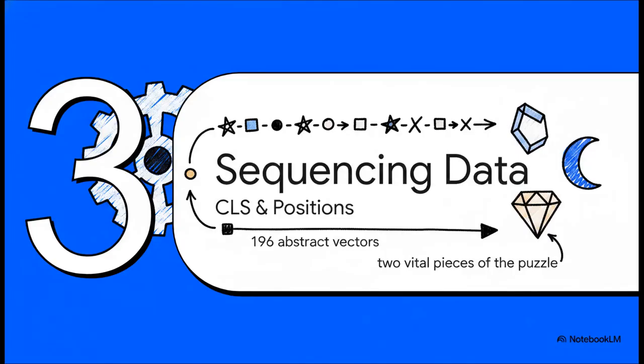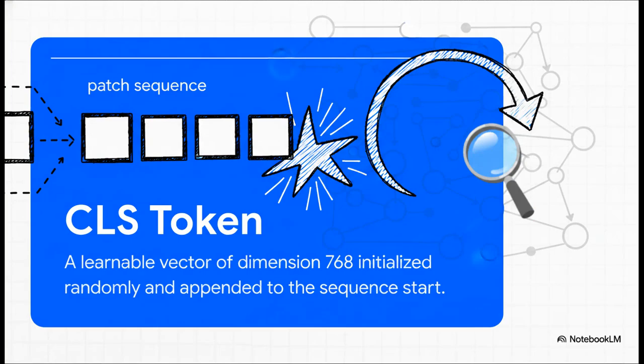Which brings us to step 3, sequencing. Before we fire up the engine room of the transformer, we need to organize our sequence and introduce the main characters. We have 196 abstract vectors, but we are missing 2 vital pieces of the puzzle. First up, we introduce the CLS token, which stands for classification token. This is a learnable vector, and it strictly maintains our dimension of 768.